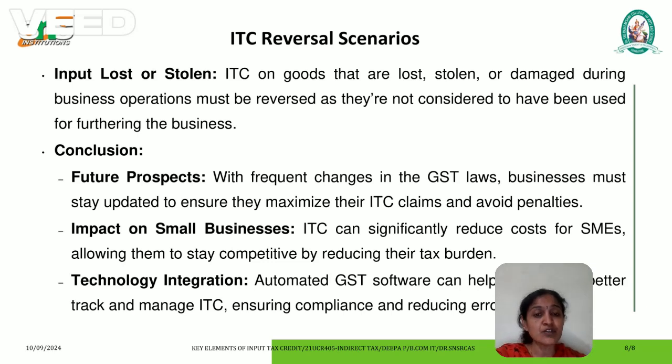Future prospects: with frequent changes in the GST laws, businesses must stay updated to ensure they maximize their input tax credit claims and avoid penalties. Impact on small businesses: input tax credit can significantly reduce costs for SMEs, allowing them to stay competitive by reducing their tax burden. Technology integration: automated GST software can help better track and manage ITC, ensuring compliance and reducing errors.